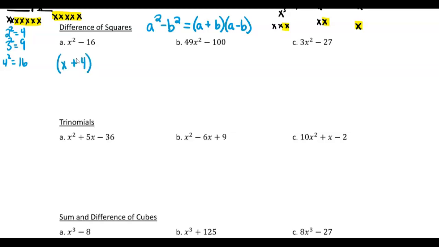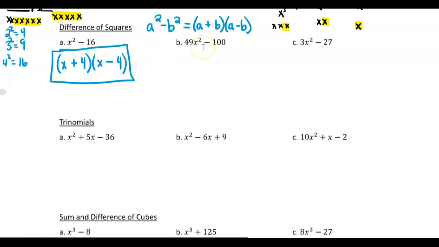So you have one factor is x plus 4. And then you still have the square root of x squared and the square root of 16, still x and 4. But the other one is minus. So it's x plus 4 times x minus 4. So those are the 2 factors. That's the difference of squares.